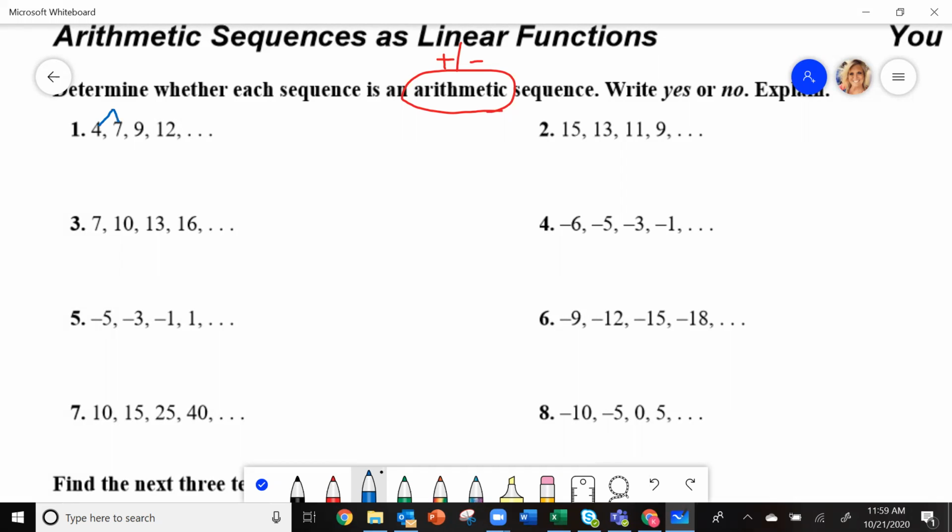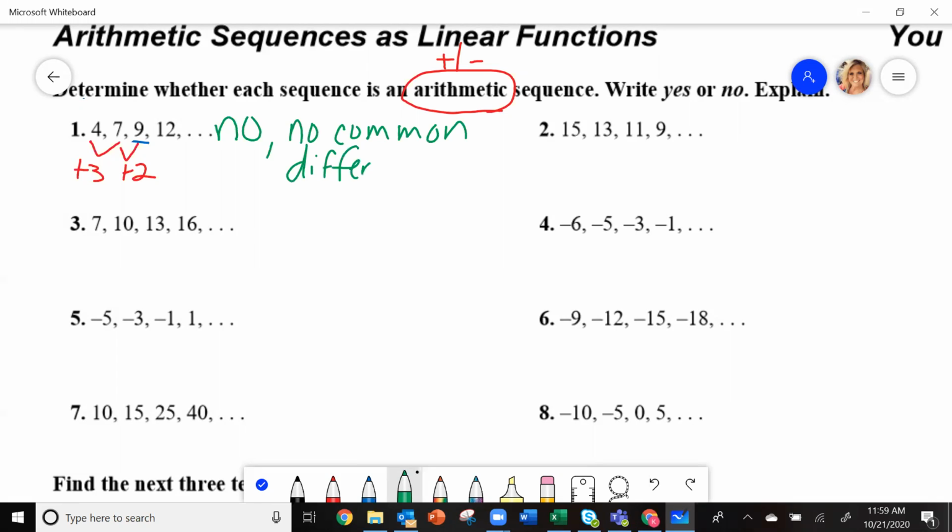How do I get from 4 to 7? I add 3. Well, they all have to be the same. So what is 7 plus 3? Does that get you to 9? Nope. That's all kind of scrunched together here. This is plus 3. This is plus 2. Since they are not the same, this is no, it is not an arithmetic sequence. And that's because there is no common difference. It is not increasing or decreasing by the same amount.